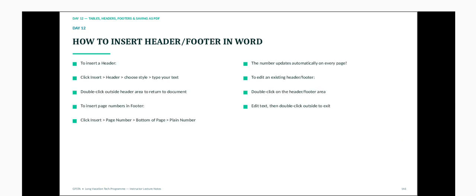Now let's see how to insert header and footer in MS Word. So this is the procedure to follow. You click Insert, Header, then choose the style, type the text, then double click outside the header area to return to the document, because after doing that it will still remain there. Just double click outside, it will leave that and your document will be in order.